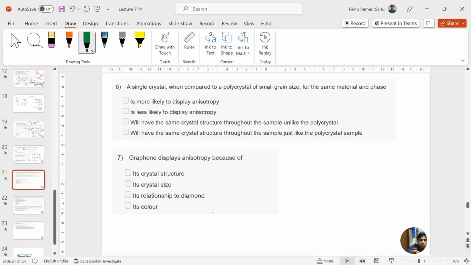What is the sixth question now? A single crystal, when compared to a polycrystal of small grain size for the same material and phase, is more likely to display anisotropy. True. A single crystal will have the same crystal structure throughout the sample, just like a polycrystal. That is false. A polycrystal will not have the same crystal structure throughout. Okay, six.